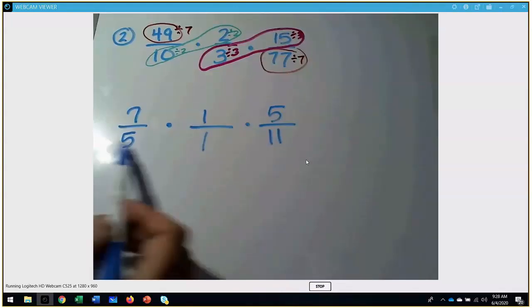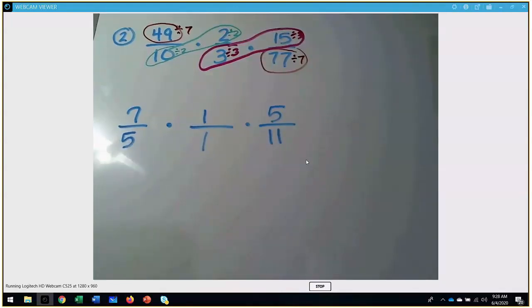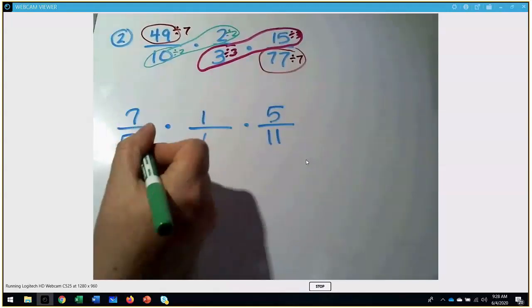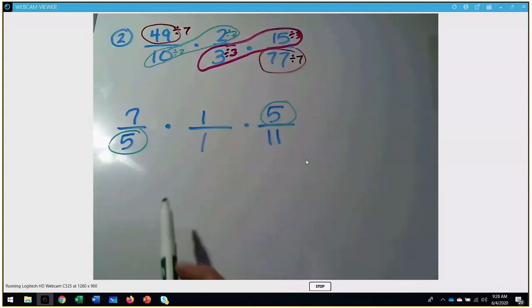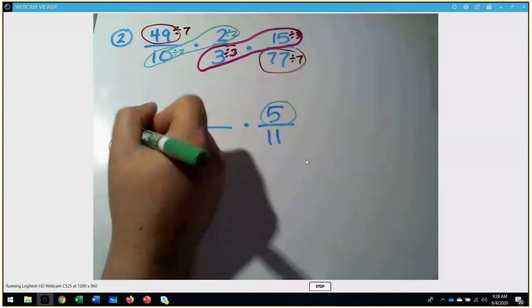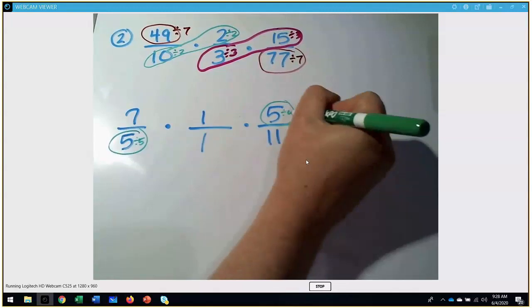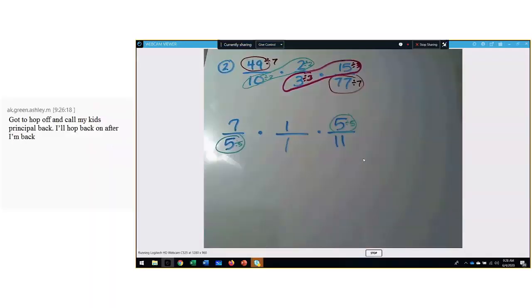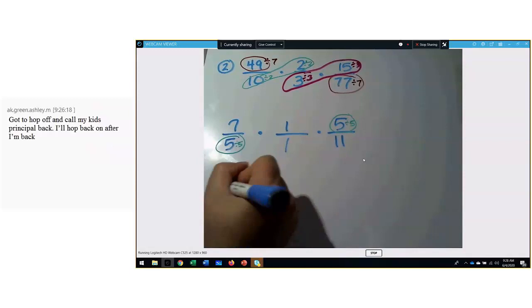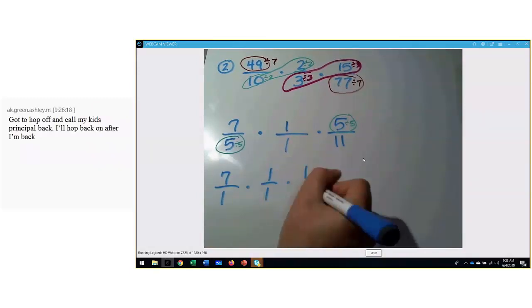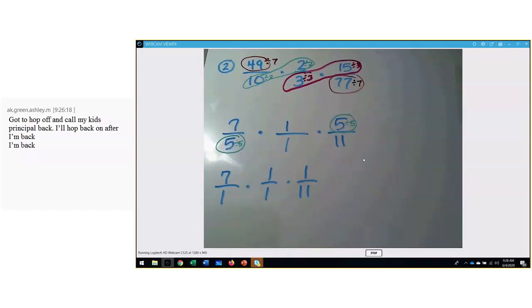And now when I look again, I still see more. I could put these 5s together. They're the same number, so they're both divisible by 5. They'll just cancel each other out. Here's what I'm left with.